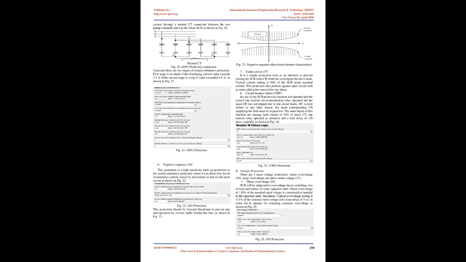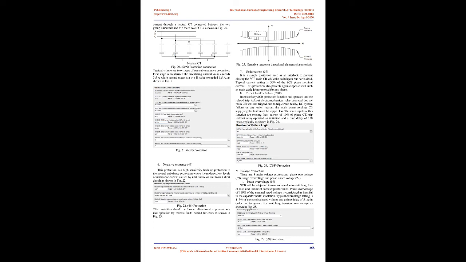Neutral CT. Typically there are two stages of neutral unbalance protection. The first stage is an alarm if the circulating current value exceeds 3.5 A, while the second stage is a trip if the value exceeds 6.5 A, as shown in Fig. 21.